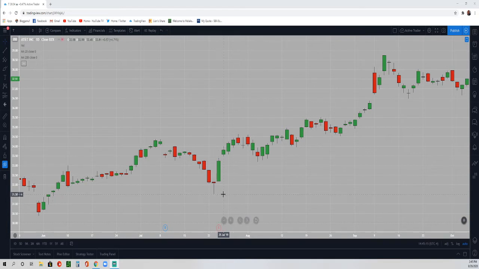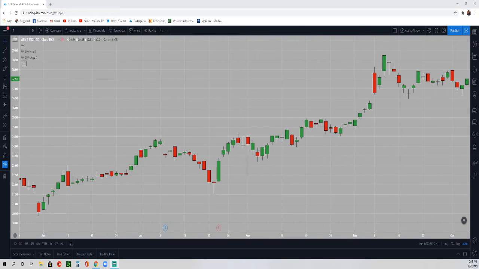Now, I would call this a hammer, or some people may call it a spinning top or something like that. But whatever name you call it, you can see that the market pushed down on the day and then pushed back up during the day. So it didn't stay down. Somewhere in this area there was a lot of buying pressure, and it closed letting you know there was buying pressure right there. The next day, that buying pressure continued up.